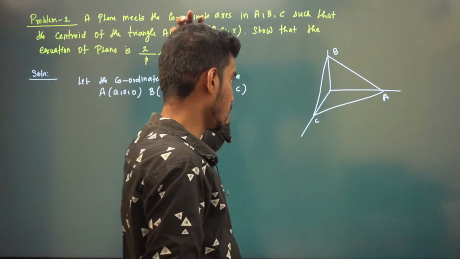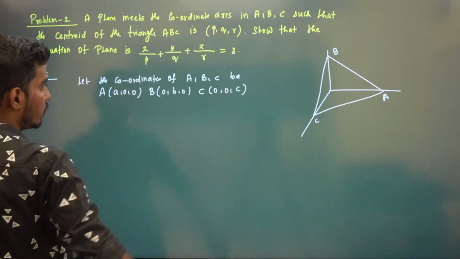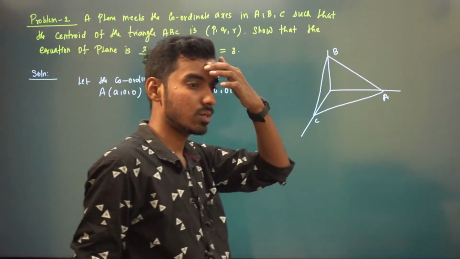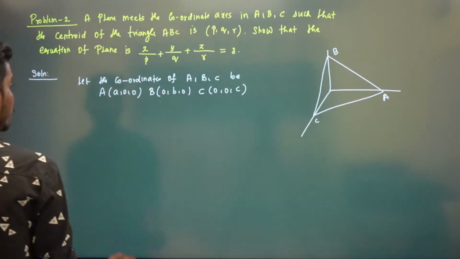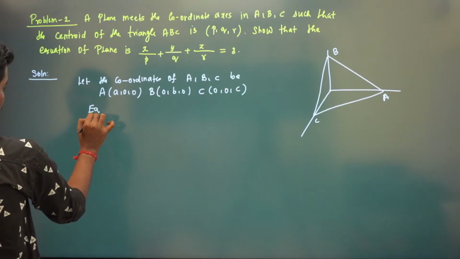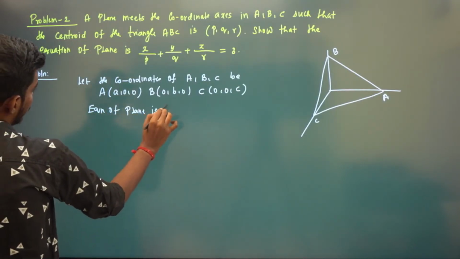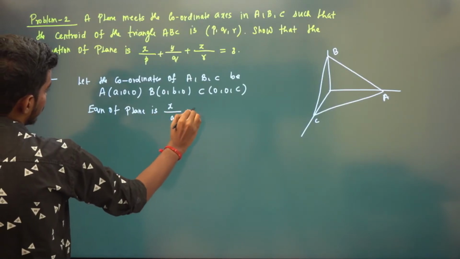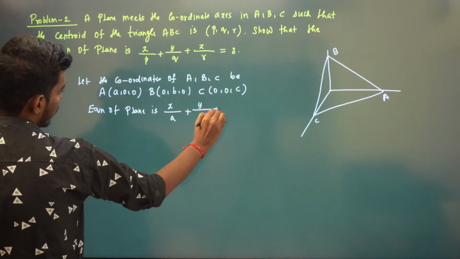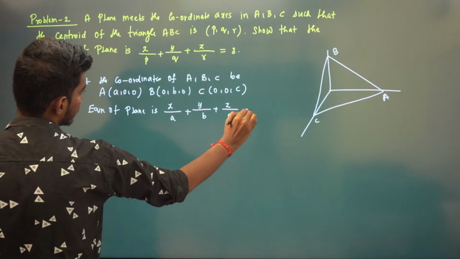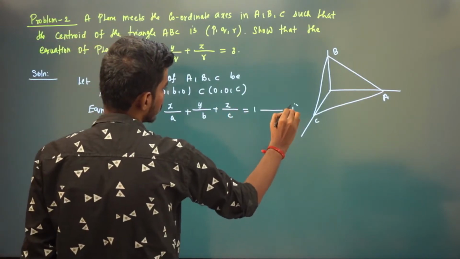Now what is the equation of this plane? What is the equation of the plane having the intercepts a, b, c? We know the equation of the plane is x by a plus y by b plus z by c is equal to 1. Call this equation number 1.